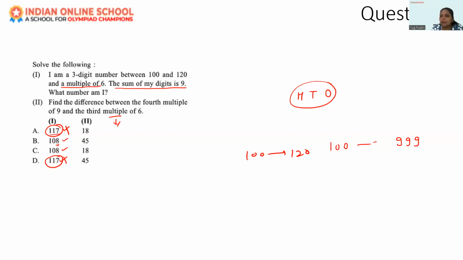So 9 is divisible by 3. So this number is divisible by 3. If this is divisible by both 2 and 3, it means it will be divisible by 6. So that's why 108 will be your first answer. Okay, as you can see from the options as well.